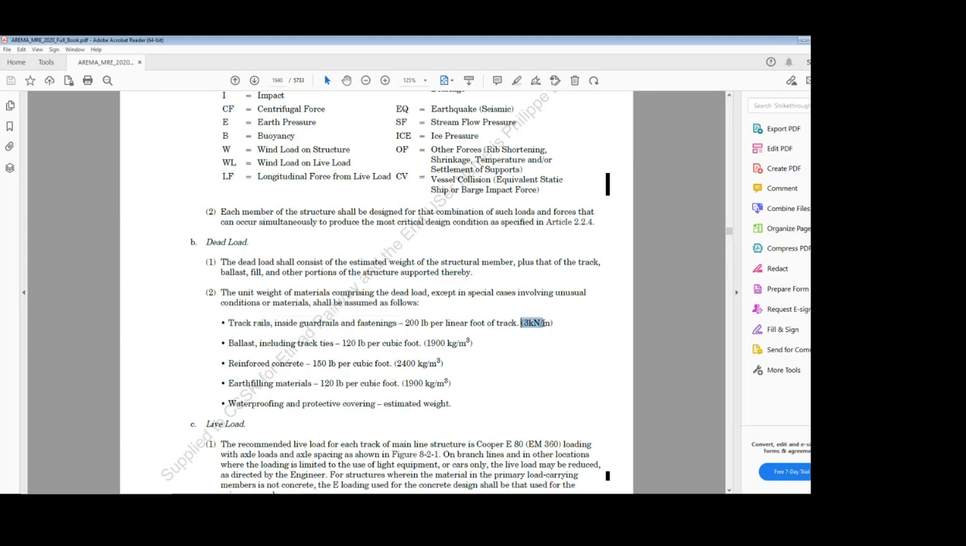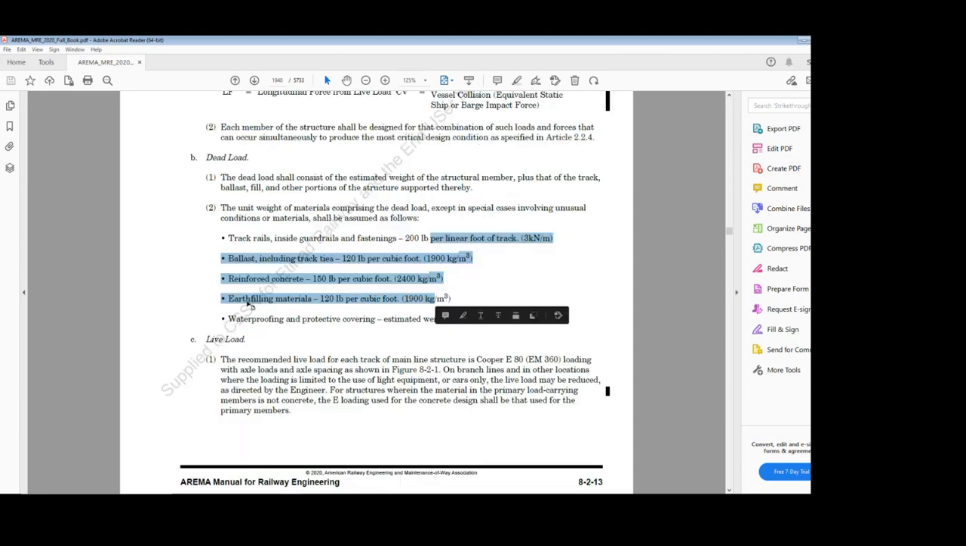But you have to verify these unit densities with the DBR before starting your design, because the values given in the DBR are approved by the authority engineer, and in the end you have to get your design approved by the authority engineer. So whatever values are given in the DBR, you have to use those as per the country situation or special situations. These are all the dead load values given here.